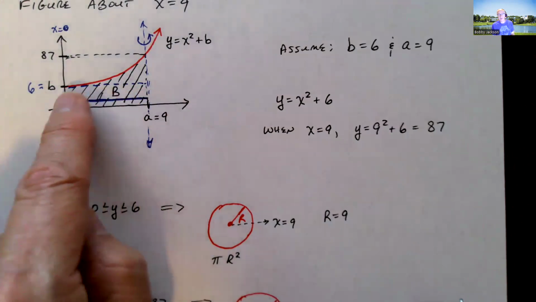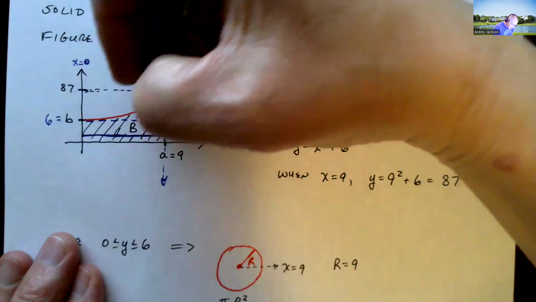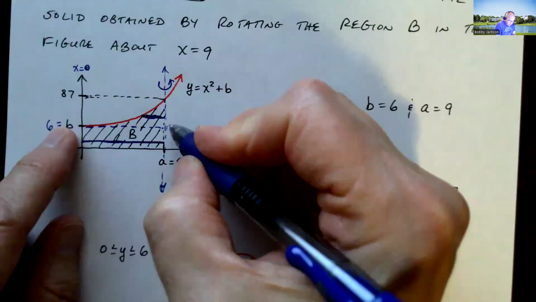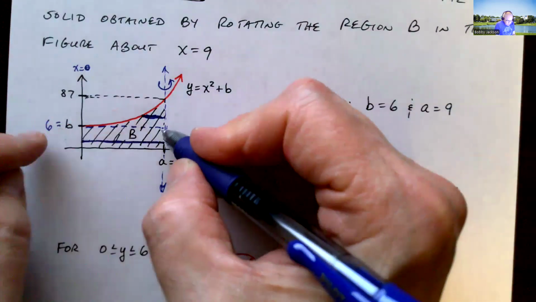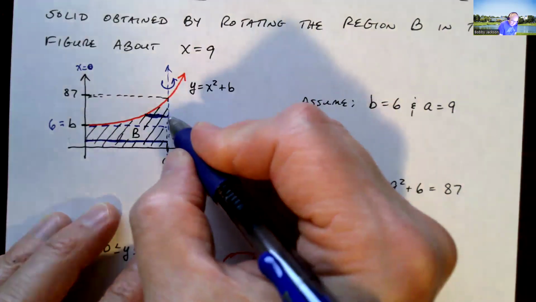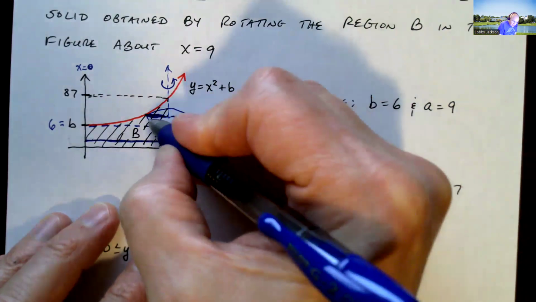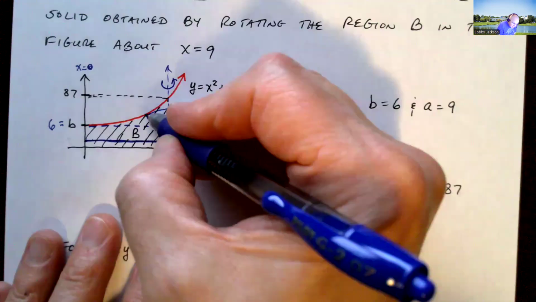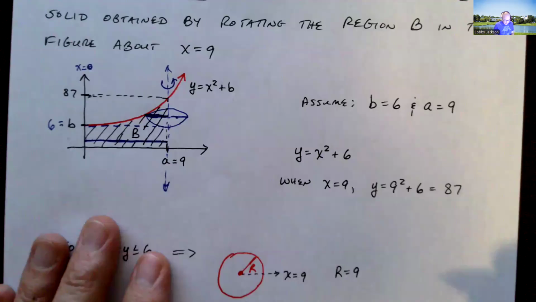Then between y equals 6 and y equals 87, what's happening? Now I look at an arbitrary rectangle. Those rectangles are going to go from a width of 9 units all the way down to 0 as we vary from y equals 6 to y equals 87. When I rotate this back into the page, we again get a circular disk, and the radius is the x length of that rectangle.